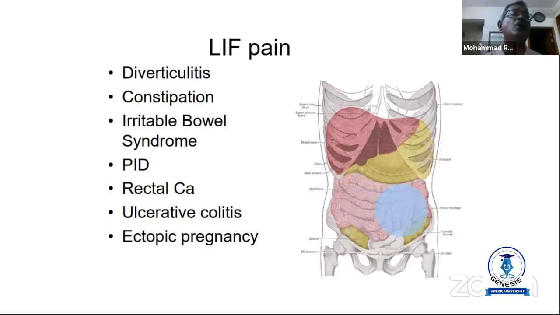And left iliac fossa, we always feel problem. We all know the causes of right iliac fossa pain, but whenever you are asked to tell some causes of left iliac fossa pain, we all shudder. I cannot say anything. So don't forget diverticulitis, constipation, pelvic inflammatory disease, ulcerative colitis, ectopic pregnancy, rectal carcinoma, and sometimes irritable bowel syndrome. Don't forget diverticulitis, constipation, carcinoma.